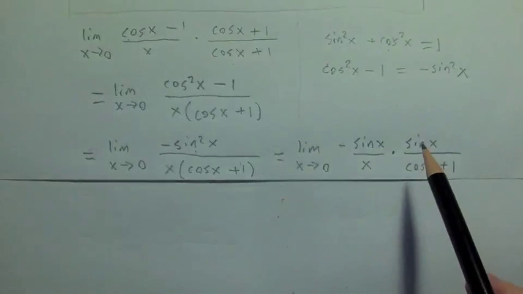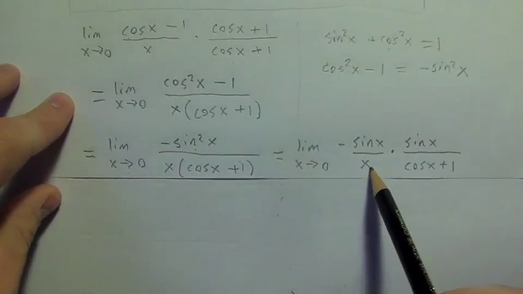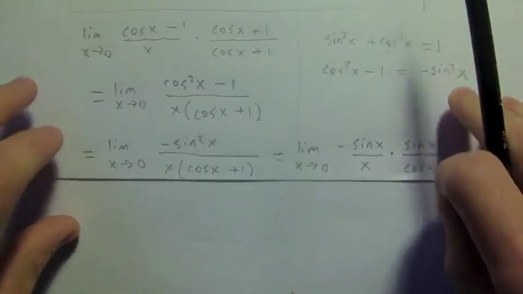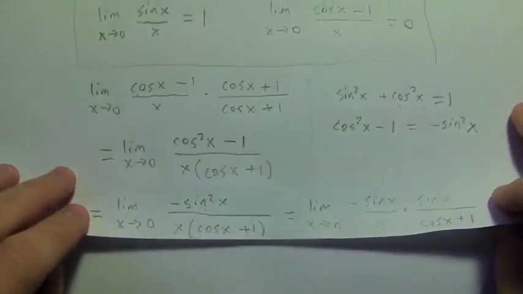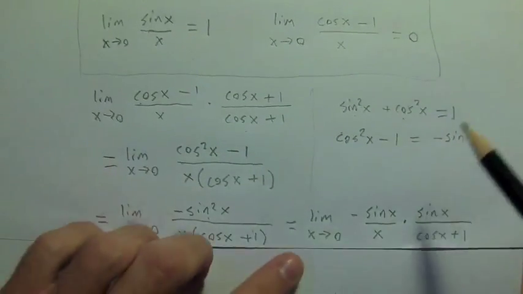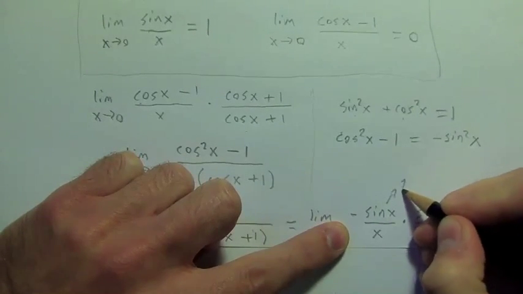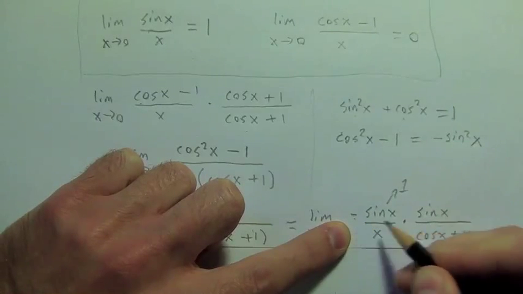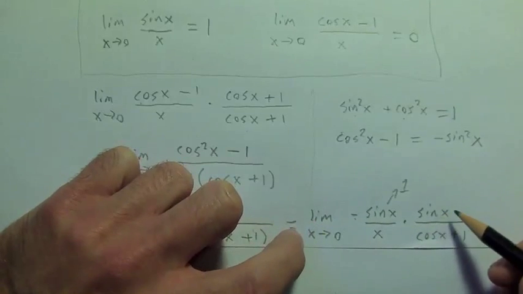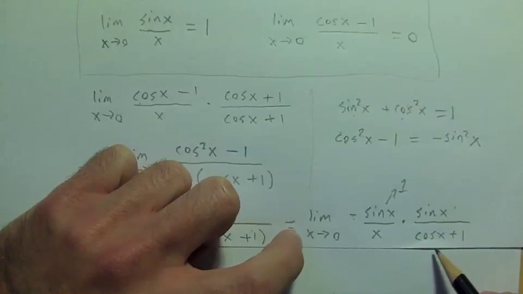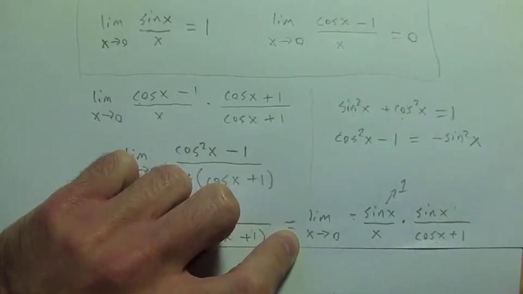Right? Now, from here, the limit is sine x over x as x goes to 0. That's our famous trig limit. That's equal to 1. So this thing here is going to 1, and specifically negative 1. And now we have this limit piece. As x goes to 0, the top here is going to 0, and the bottom, cosine of 0, is 1. So this whole thing is going to be 2.